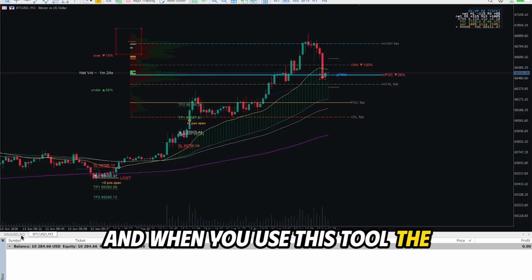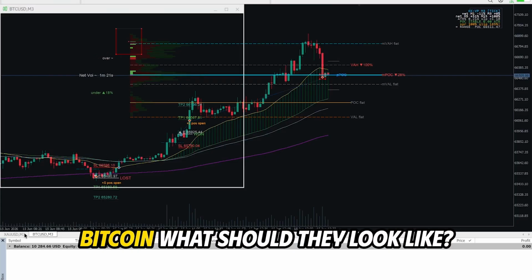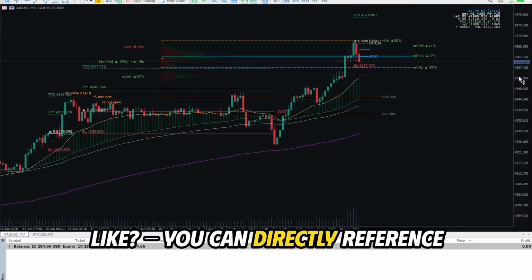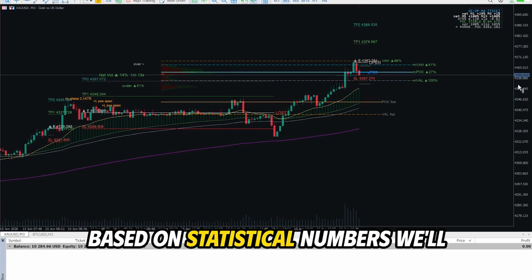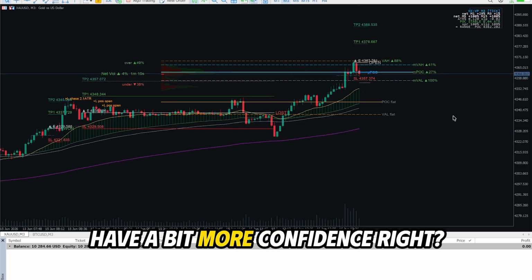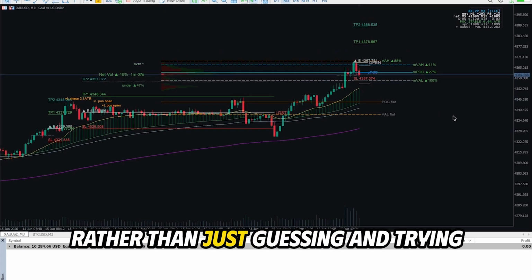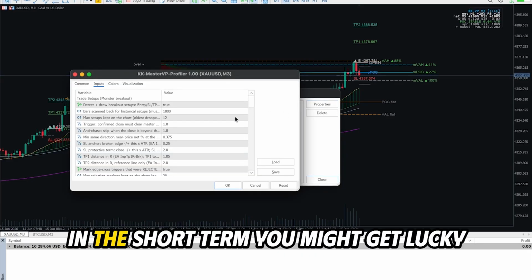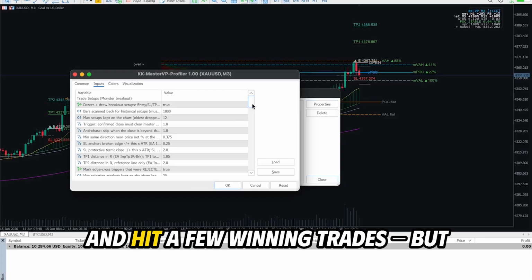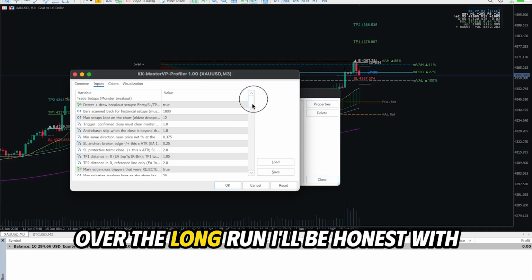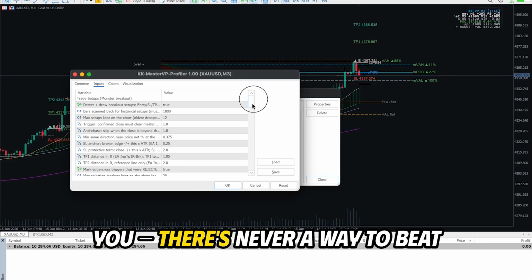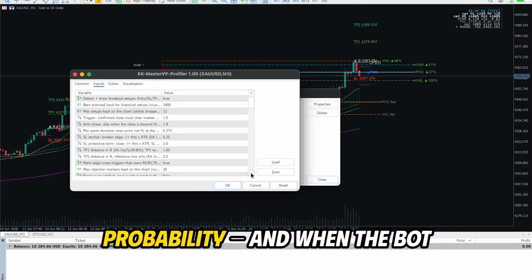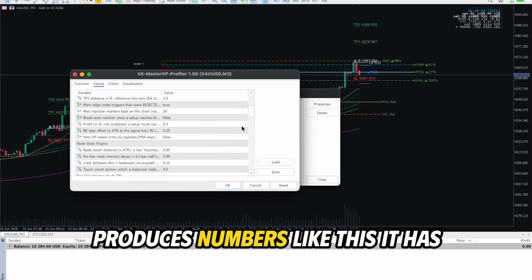And when you use this tool, the numbers shown on screen, when it's gold, what should they look like? You can directly refer to statistical numbers and have a bit more confidence, right? Rather than just guessing and trying to make things fit the chart somehow. In the short term, you might get lucky and get a few winning trades, but over the long run, I'll be honest with you, there's never a way to beat statistical probability.